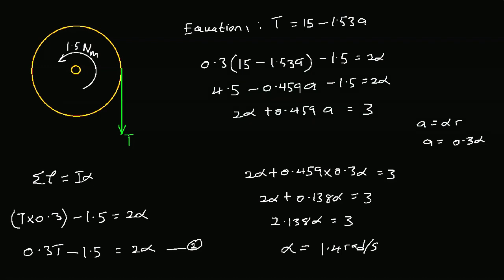For the angular velocity of the pulley after 20 seconds, we use omega equals omega naught plus alpha t. And we can substitute our values into this equation to obtain our angular velocity. We know that omega naught is equal to 0 since the pulley starts from rest, alpha equals 1.4 radians per second squared, and t equals 20. So our angular velocity of the pulley is going to be 28 radians per second.